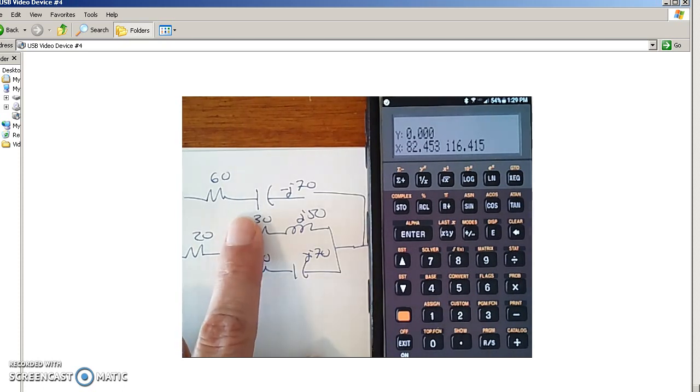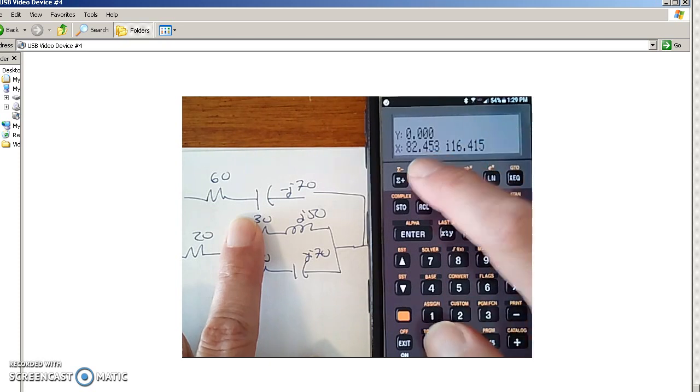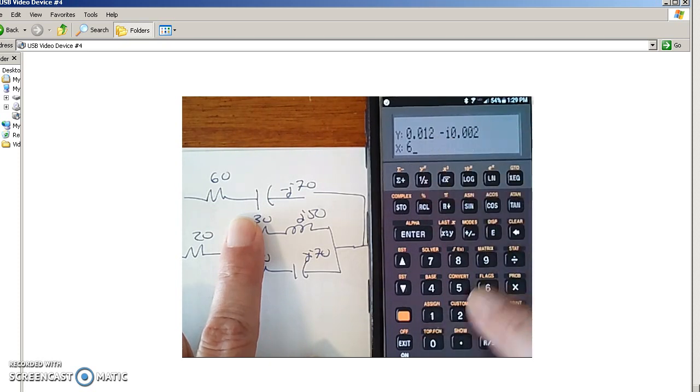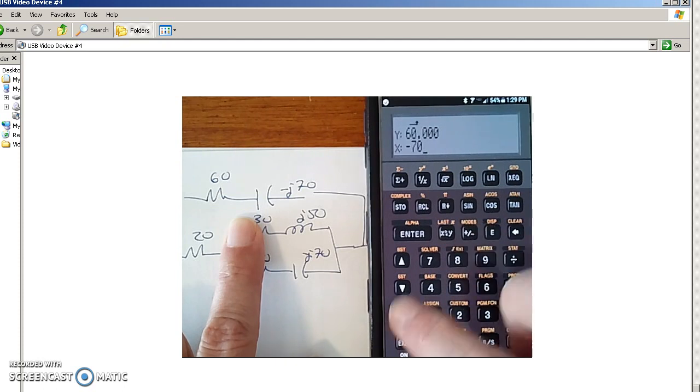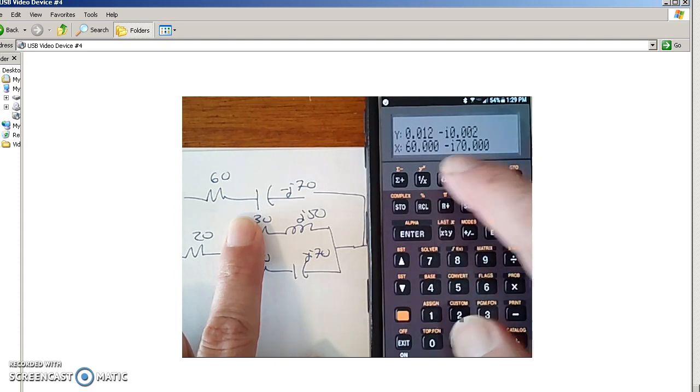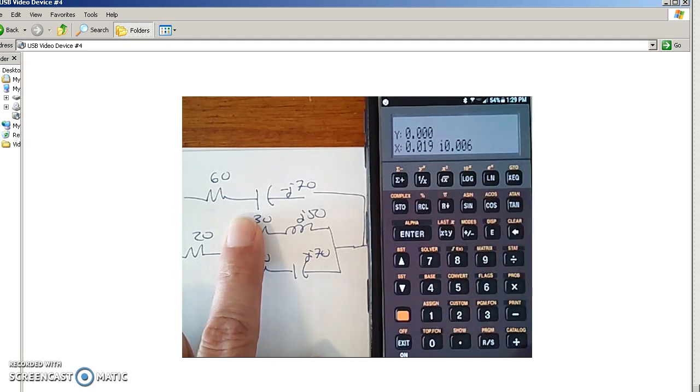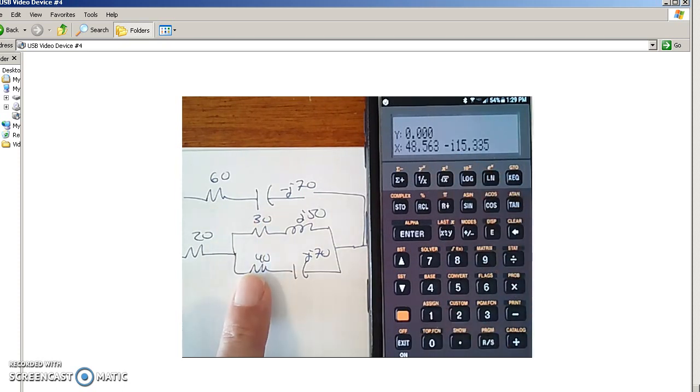That's in parallel with 60 minus j70. In parallel, the inverses add, so take the inverse. 60, enter 70, 60 minus j70, take that inverse, add the inverses, invert. There's your answer. This is 48 minus j15 ohms.